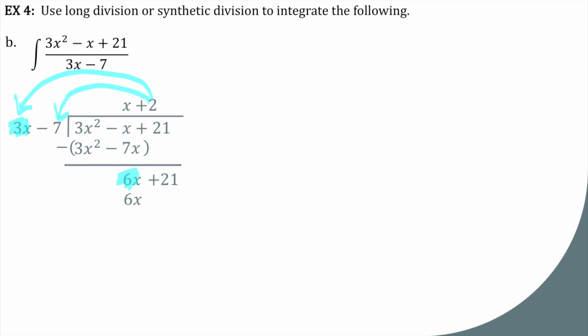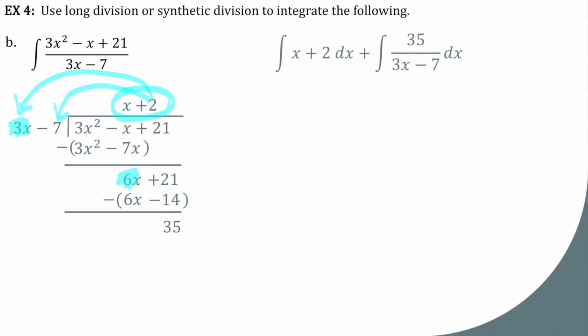So 2 times 3x is 6x. Yay! 2 times -7 is -14. Subtract that quantity. Oh dear, I have 35. That's not a zero remainder. I have a new polynomial, x plus 2, plus this remainder is still over 3x minus 7.